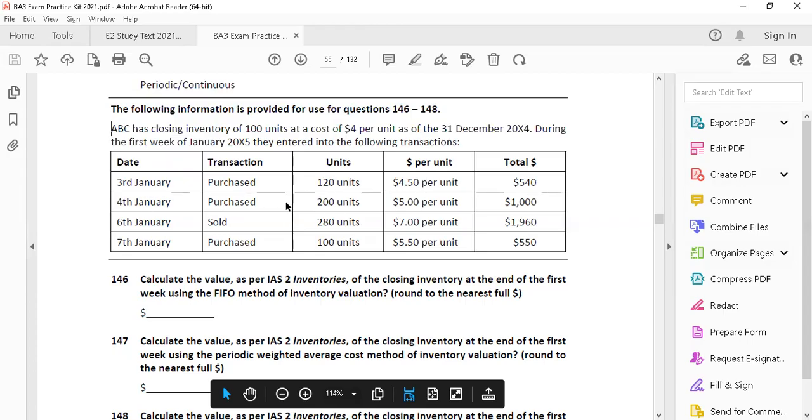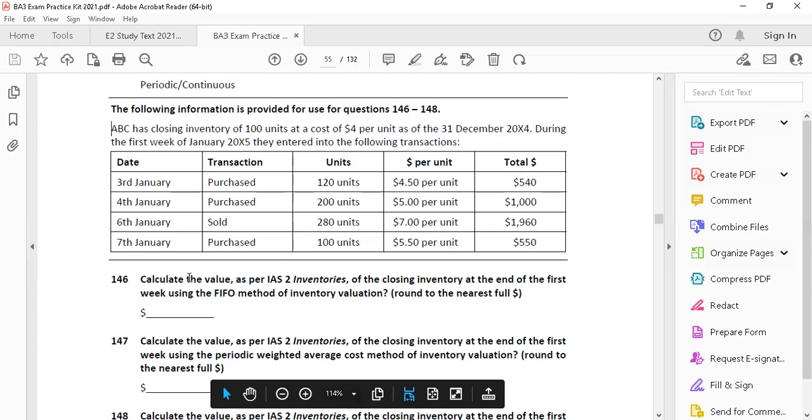Then 4th January also they purchased units, 200 units at $5 per unit. And this is the value. 6th January, out of the available units, whatever they have, out of that, 280 units were sold at 7 per unit, and this is the value. Then 7th January, again they purchased. Okay, so multiple transactions took place during the first week of January 20x5.